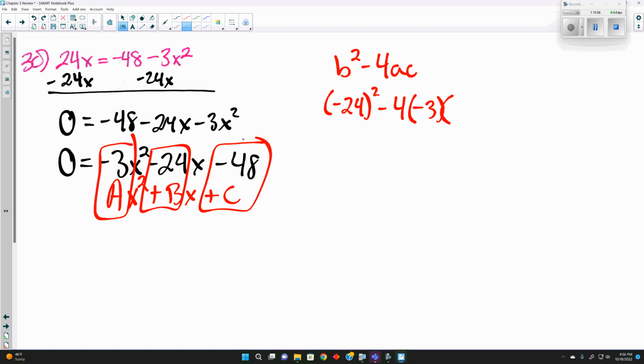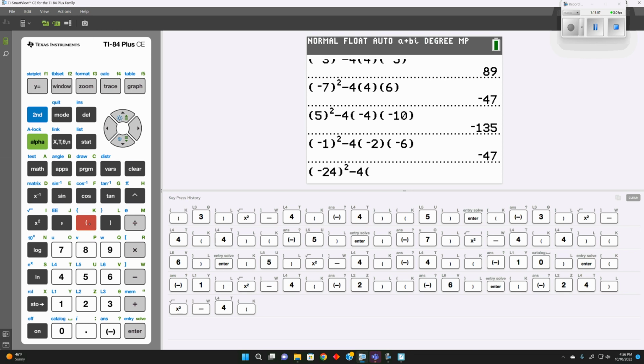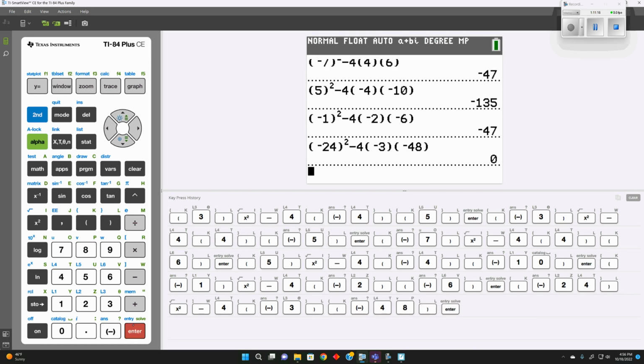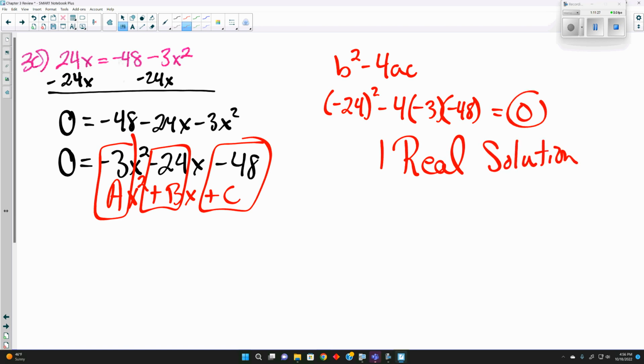And c is negative 48. And we could type this in. So we'd have parentheses, negative 24 squared minus 4 times a, which is negative 3, times c, which is negative 48. Hit enter and we get 0, which means we have one real solution, because if it's equal to 0, it's one real solution. If it had been a positive number, it would have been two real solutions. And that's all we're looking at for these here.